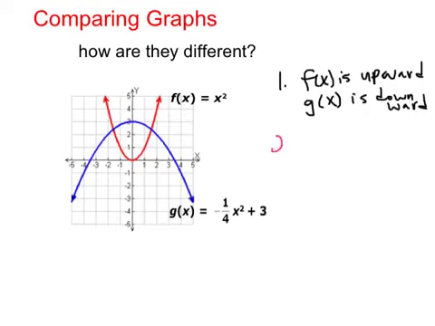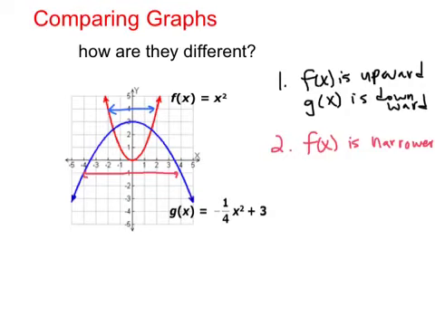A second thing that we can look at is that f of x is narrower. The reason we can tell is, let's pick a couple points here, that this here opens a lot wider than what this does. We can see that that opens a lot more than the other one does.